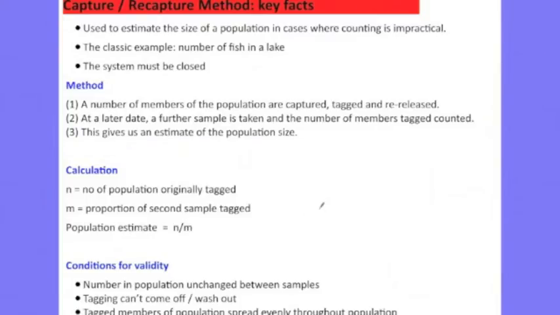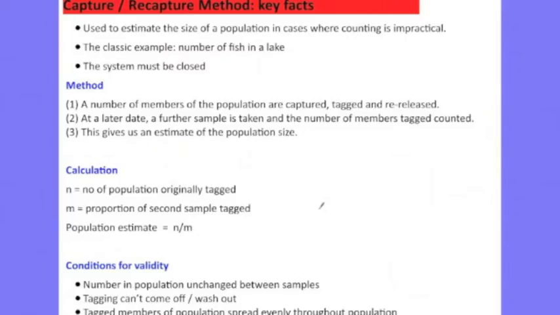Capture-recapture method. This is used to estimate the size of a population in cases where counting is impractical. The classic example is the number of fish in a lake. When doing this type of method for estimating the size of the population, the system must be closed. So we couldn't do this in, for example, a river or a sea, an ocean. So the lake is a closed system. This is really important.